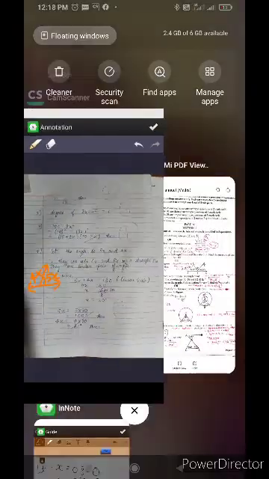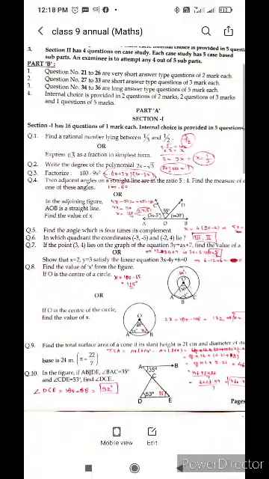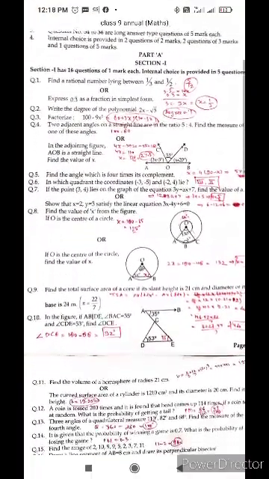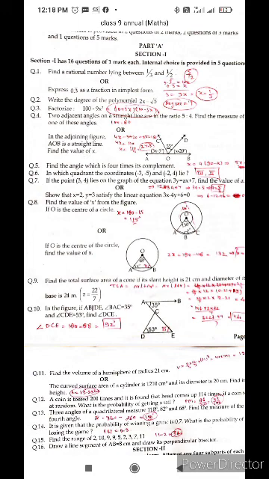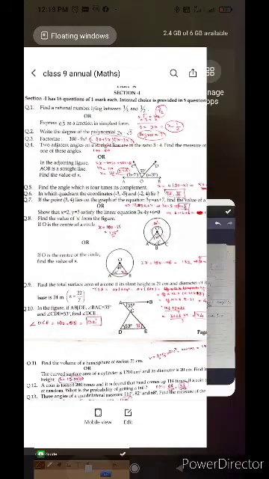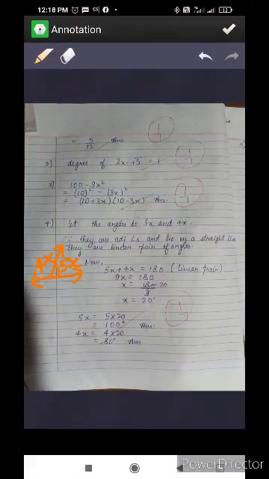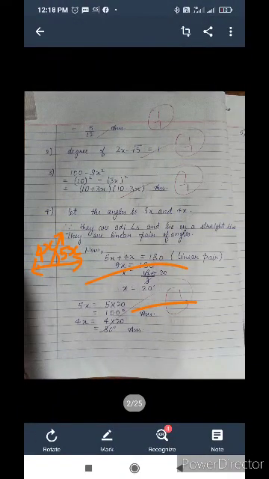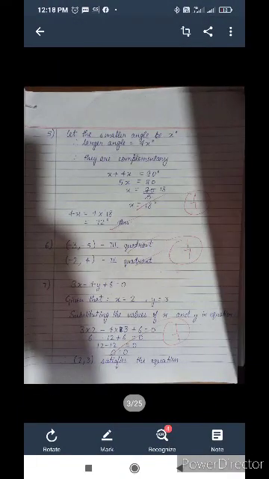Okay, now the next part, question number 5. Find the angle which is 4 times its complement. So the angle which is 4 times its complement.